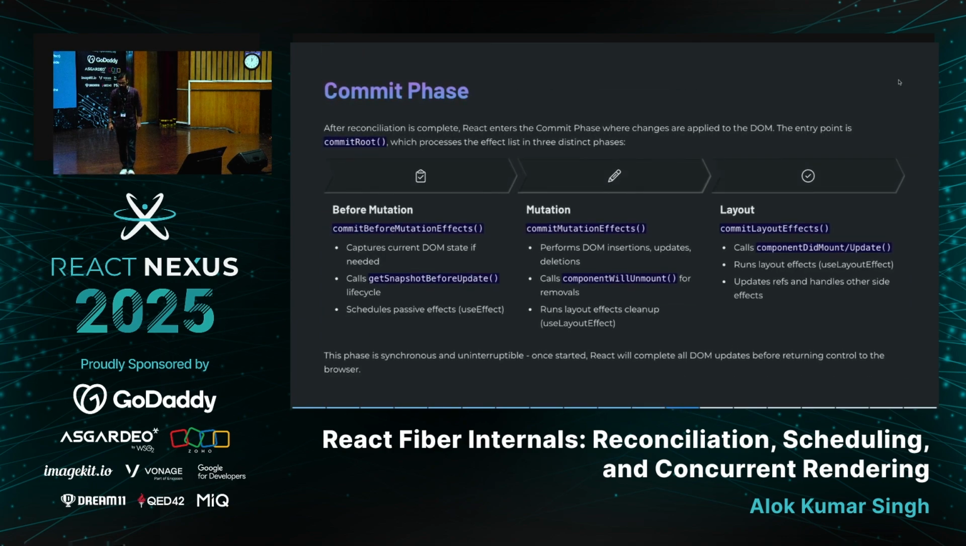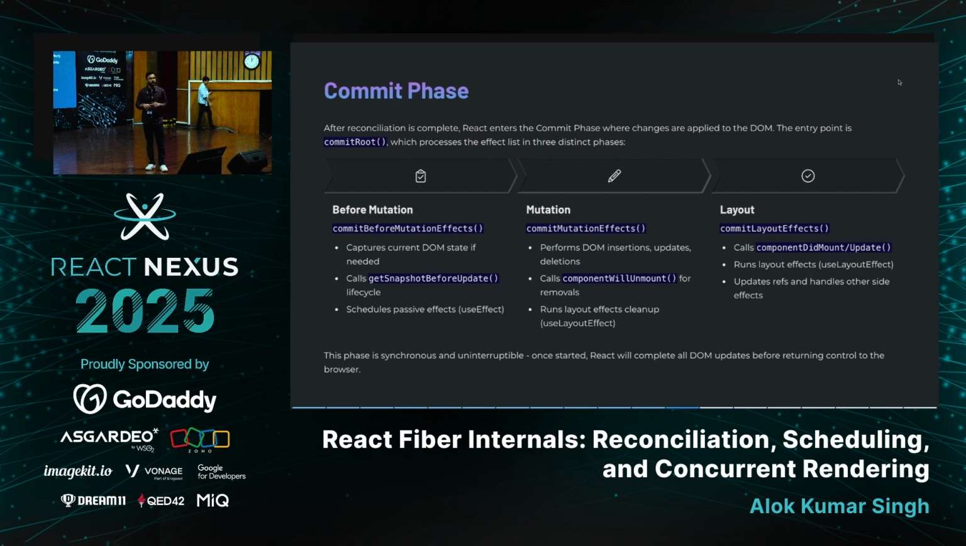So this was the reconciliation phase. The next one is the commit phase. After reconciliation is complete, React enters into the commit phase. The entry point for this phase is commit root, which processes the effects in three phases.